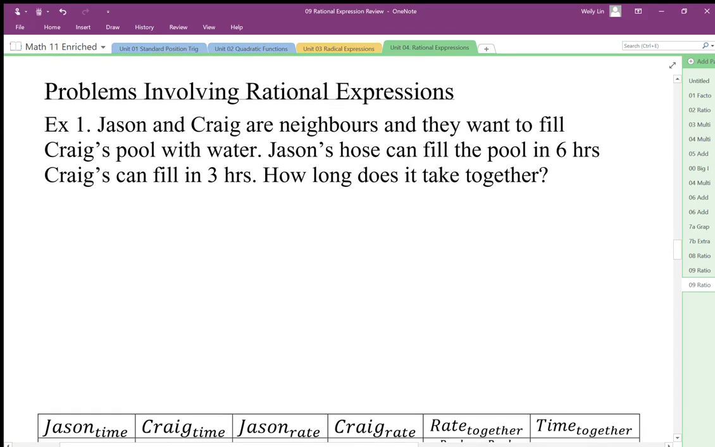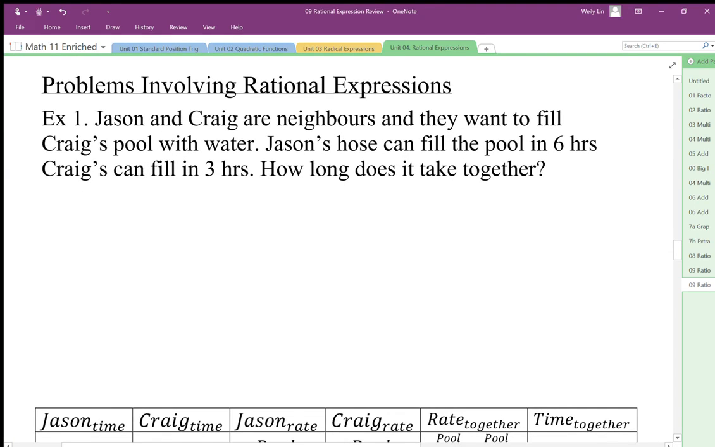So, getting to problems involving rational expressions. Rational expression problems often involve rates. Okay, so we're talking about some sort of rate problem. We have Jason and Craig, they're neighbors, and they want to fill Craig's pool with water. They both have a hose, and they're going to fill the pool with water.